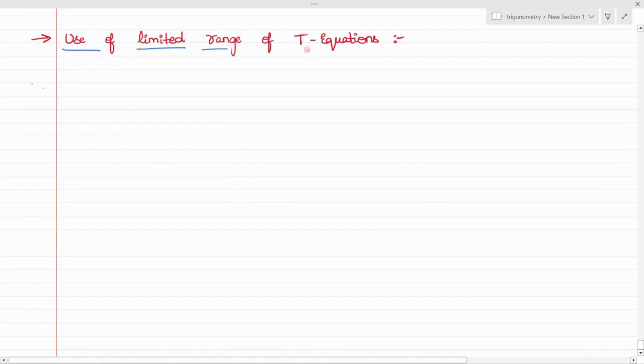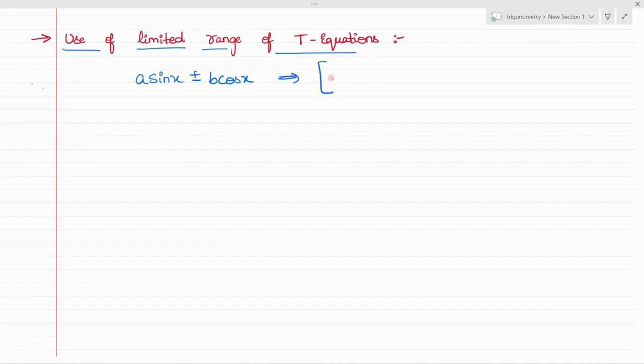Use of limited range of T equations. T equations means trigonometric equations. These T equations are in the form of a sin x plus or minus b cos x. What will be the range of these kinds of T equations, which we have already discussed? That is, the range will be minus under root a square plus b square to plus under root a square plus b square. So there is nothing much to teach in this topic.